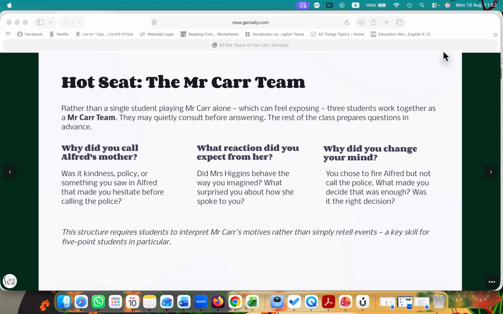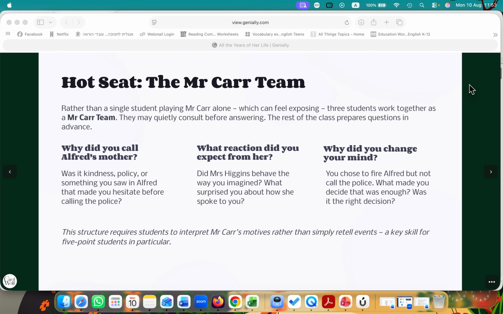Rather than putting one student alone in the hot seat, 3 students work together as a Mr. Carr team and can quietly consult before answering. The class prepares questions in advance: why he called Alfred's mother, what reaction he expected, and why he ultimately decides to fire Alfred without calling the police.